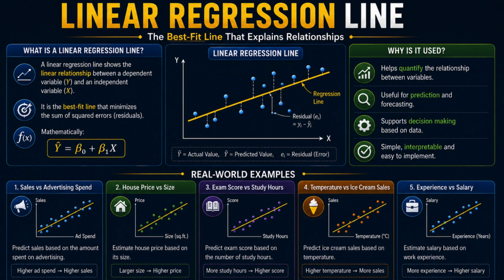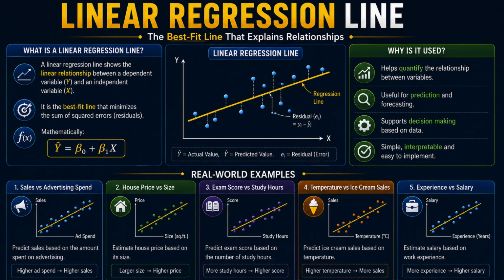You might notice that not every data point lies exactly on the regression line, and that's completely normal because real-world data is never perfect. There will always be some variation due to factors that we haven't included in our model. The vertical distance between an actual data point and the regression line is called the residual, or the error term. As we discussed earlier, the objective of OLS is to find the line that minimizes these residuals overall.